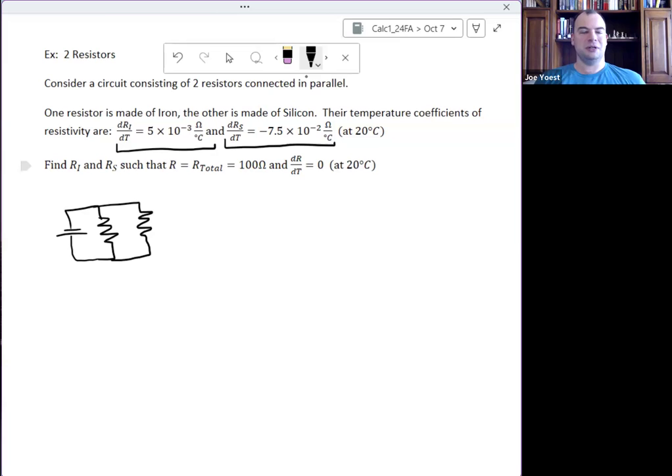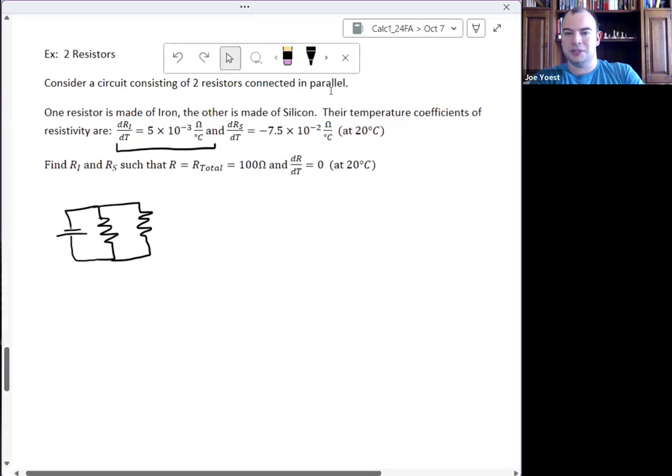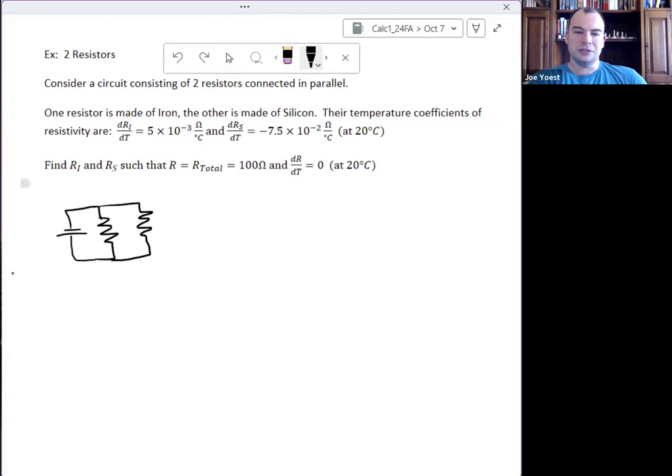The iron gets more resistive at a different rate than the silicon gets less resistive for a given increase in temperature. So our goal is to find the sizes of the two resistances that we should use to make a total of 100 ohms of resistance. And so dR/dT here, where our independent variable is temperature, big T, is 0. So if I'm sitting at 20C, room temperature, and I wiggle the temperature a little bit, up a couple of degrees or down a couple of degrees, the total resistance of my circuit will stay very near 100 ohms.